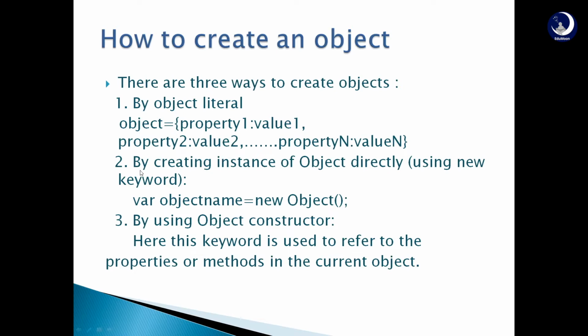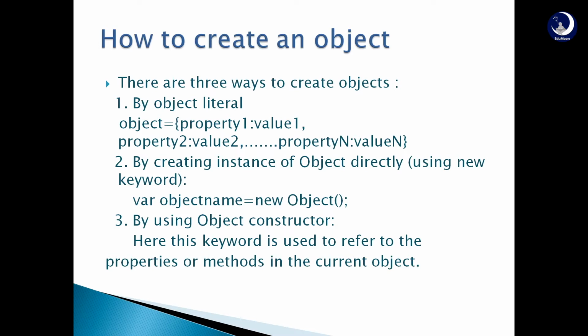Next, the second approach is by creating an instance of an object directly by using the new keyword, where object name is equal to new Object(). Here Object is the constructor, which is a default constructor specified by JavaScript. Next, the third approach is by using an object constructor. Here, the this keyword is used to refer to the properties or methods in the current object. You might think that the second approach and third approach are the same, but when you get into the examples, you will have a clear idea about the difference between the second and third approach.